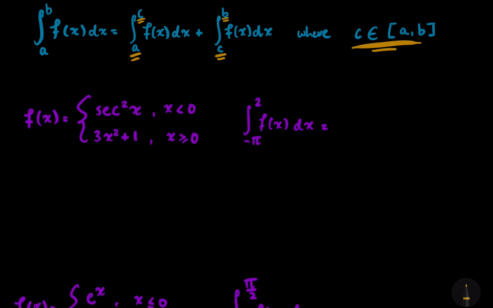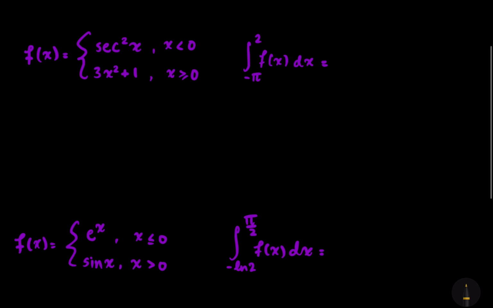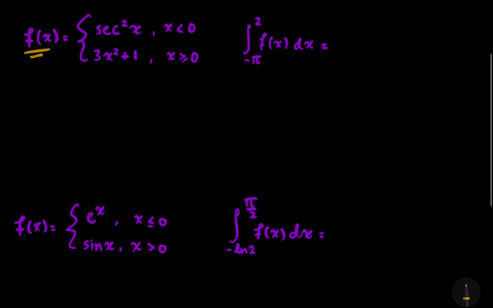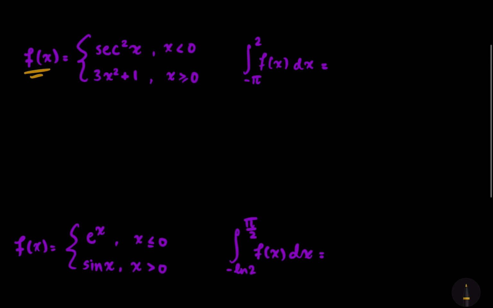You can try to prove this property. It's actually very fun, and I do encourage you to do that. It's a very simple proof, but we're just going to delve into a couple of examples of how we can apply this in order to take the definite integrals of piecewise functions. Over here, this function f of x is defined as secant squared of x whenever x is less than 0, and 3x squared plus 1 whenever x is greater than or equal to 0.